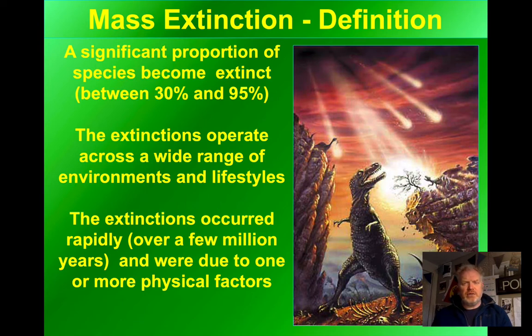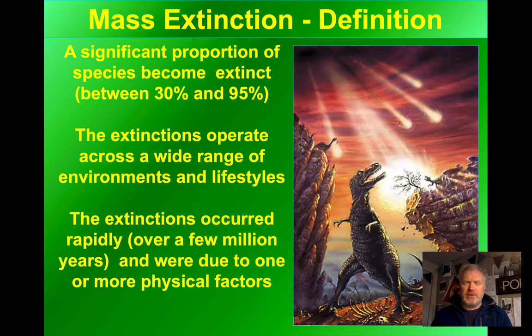A mass extinction is a huge event. A number of things have to happen for it to be a mass extinction. It's not the same as just an extinction of a species. Firstly, it has to be a significant proportion of species. There has to be a loss of species diversity, not an individual species going, but lots of them.